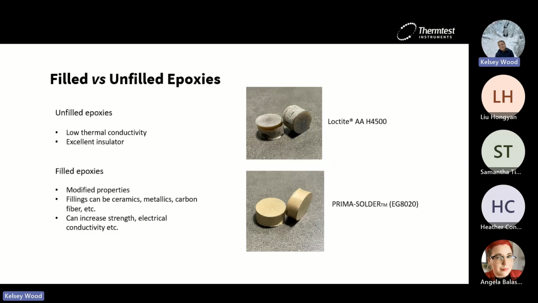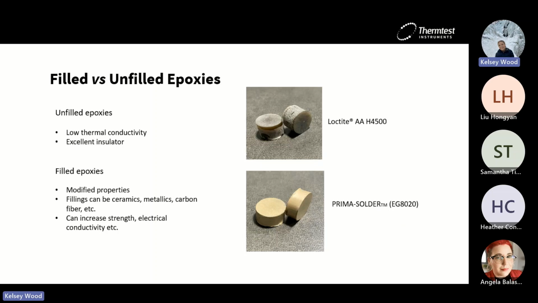Epoxies can also be filled with different compounds that can alter their properties and change their possible applications. These fillings can be ceramics, metallics, carbon fiber, or other. These can be added to increase the strength of the epoxy or to make it more conductive. For the filled epoxy today, we chose to measure the Prima Solder silver filled epoxy, and this would be expected to be much more conductive than the unfilled epoxy due to the addition of the silver particles.